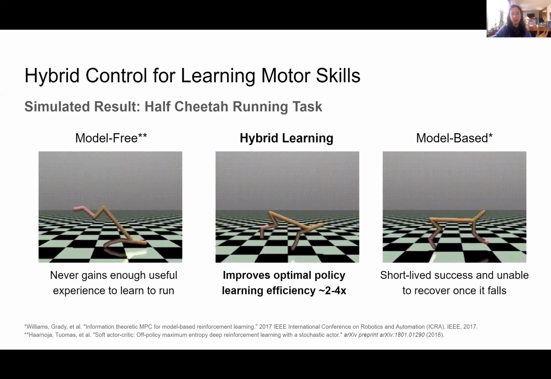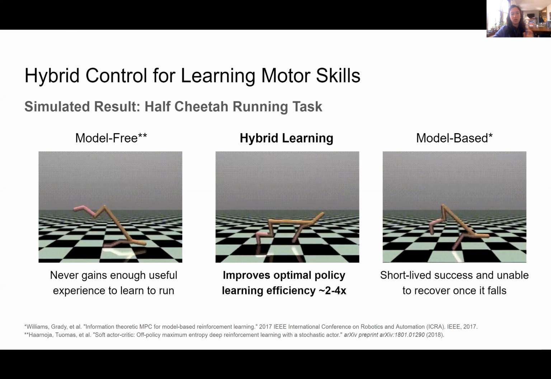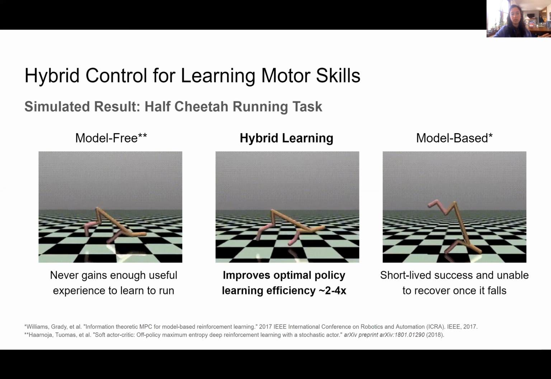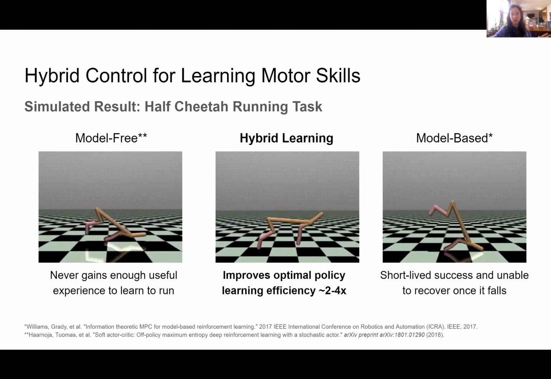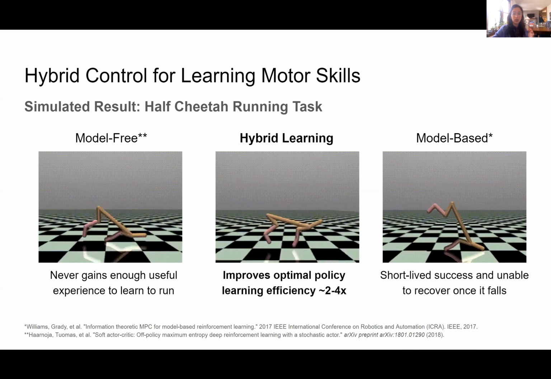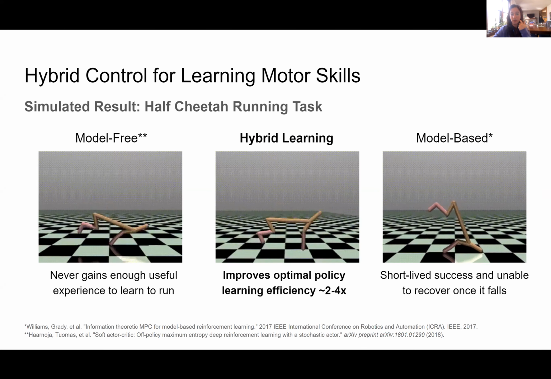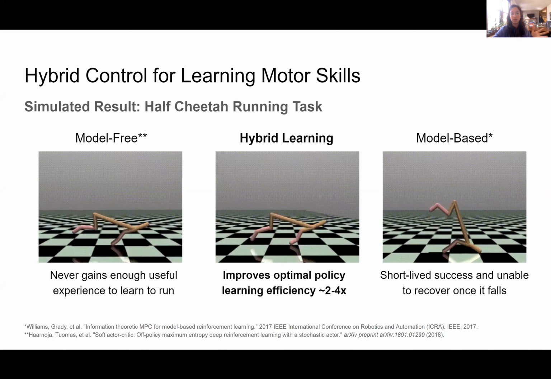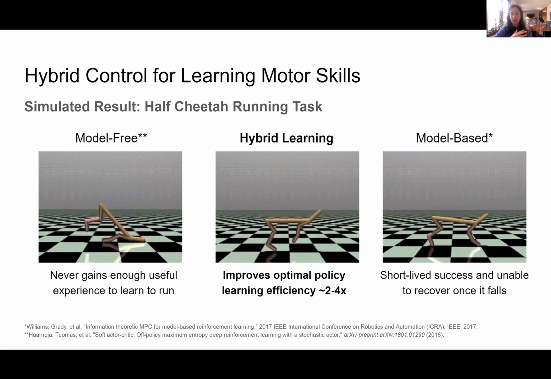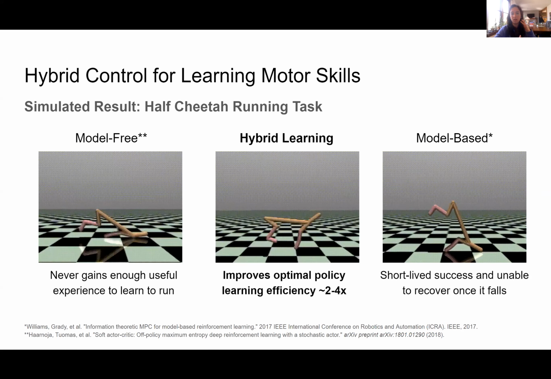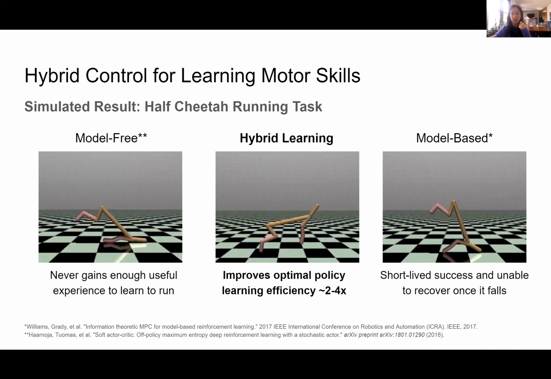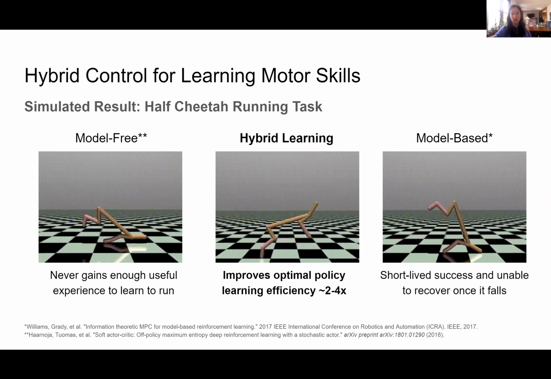So if you look at how this works in implementation, on the left, you can see in simulation, the model-free version just never gains enough experience to run. It constantly falls over. While on the far right, the model-based version initially starts running, but then it falls and is unable to recover. But then in the middle with the hybrid learning approach, you can see that by combining the two, it can explore enough to learn how to get back up and run. And it can also benefit from the initial model-based method that lets it run.